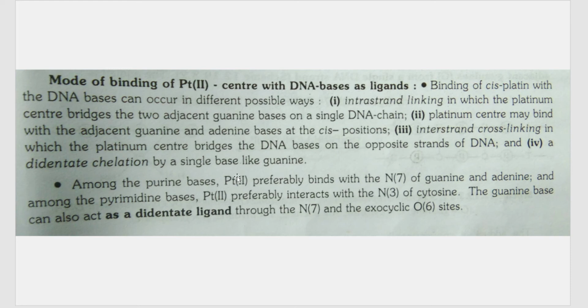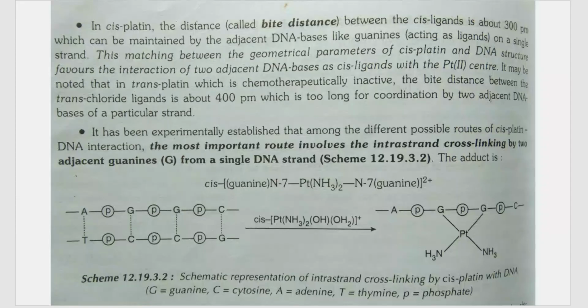And out of the purines, platinum prefers to bind to guanine and adenine, and out of the pyrimidines, it prefers to bind to cytosine. Now, next, let us study how this DNA binding mechanism takes place. So step number one: this is a DNA strand, students, and this is your cisplatin which is supposed to bind to this DNA strand.